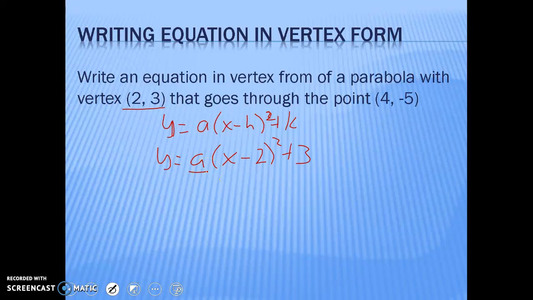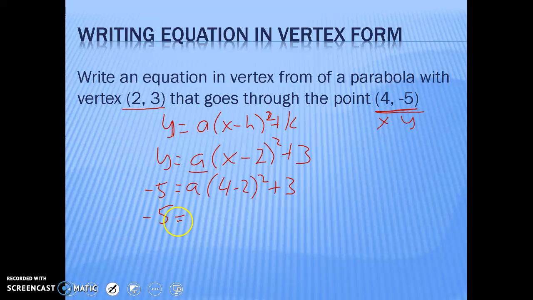So now what I'm going to have to do is plug in this point to figure out what my a value is. This is just a normal x and just a normal y. In other words, when y is negative 5, I'm going to plug negative 5 in for y. I have my a value. X is 4, squared, plus 3. So now I can use this equation because I only have one variable, and that's a. I can figure out what a is.